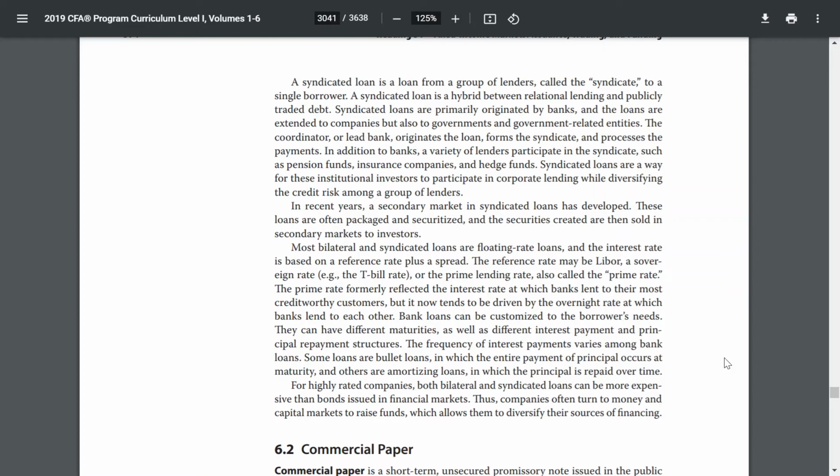In addition to banks, a variety of lenders participate in syndicates, such as pension funds, insurance companies, and hedge funds. Syndicate loans are a way for these institutional investors to participate in corporate lending while diversifying the credit risk among a group of lenders.